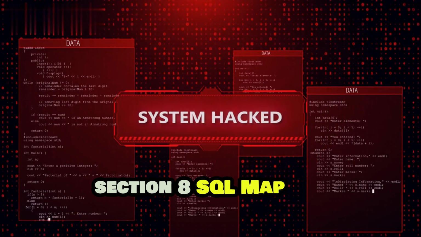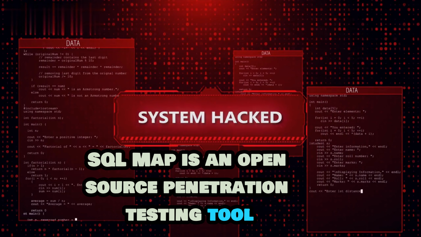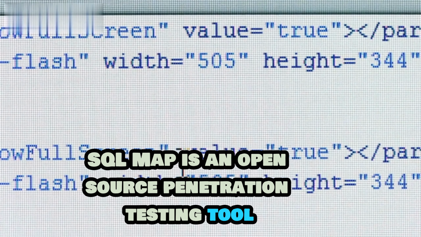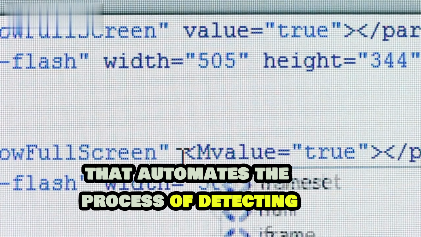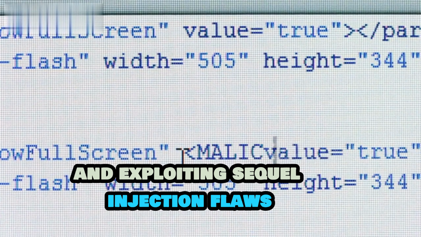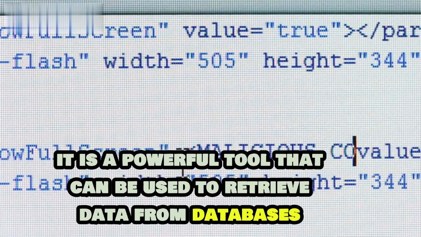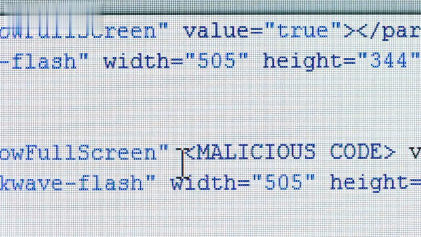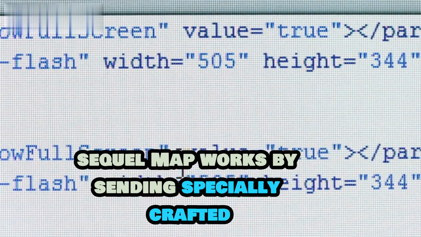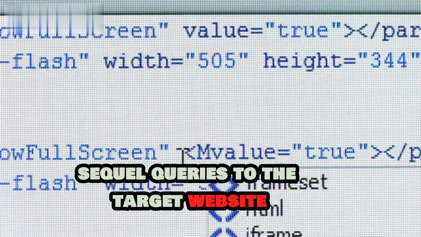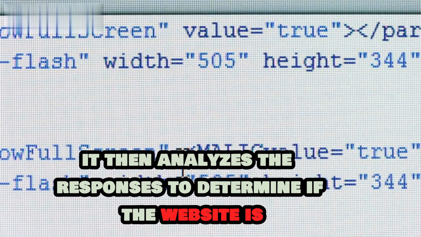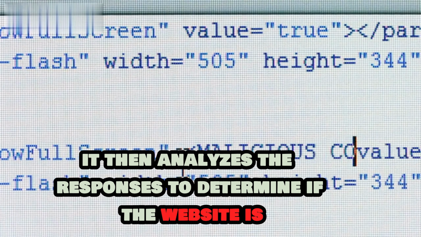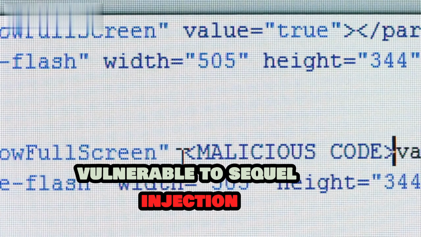Section 8. SQLMap, Unlocking Database Secrets. SQLMap is an open-source penetration testing tool that automates the process of detecting and exploiting SQL injection flaws. It is a powerful tool that can be used to retrieve data from databases. SQLMap works by sending specially crafted SQL queries to the target website. It then analyzes the responses to determine if the website is vulnerable to SQL injection.